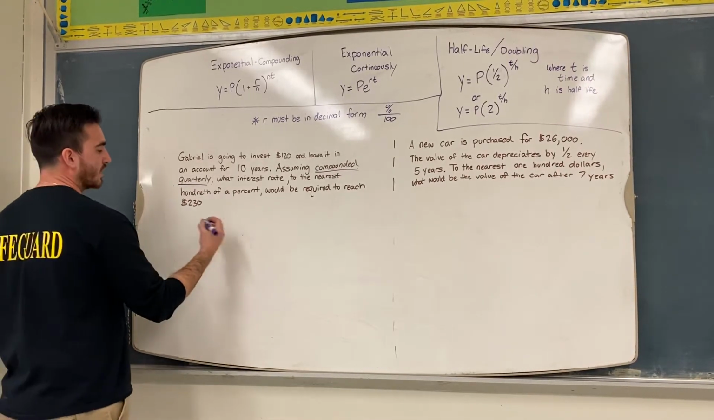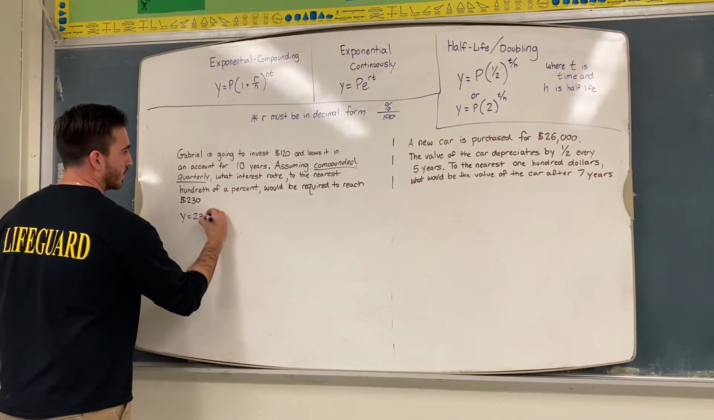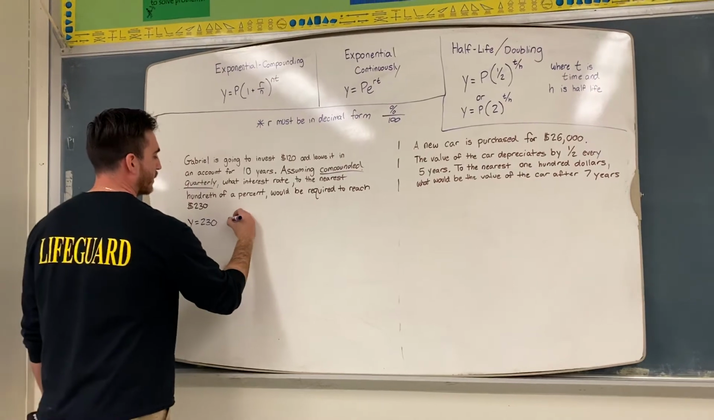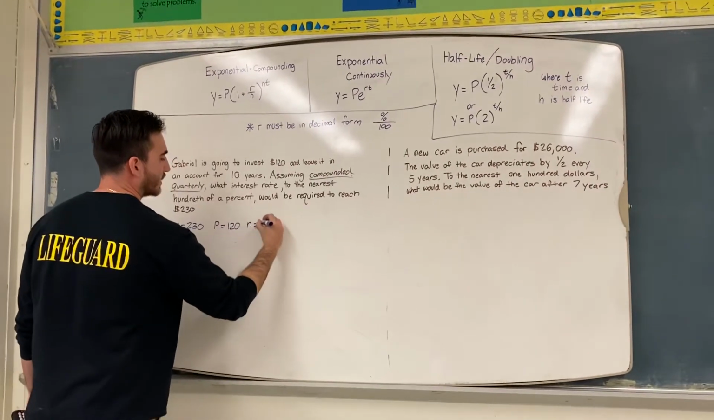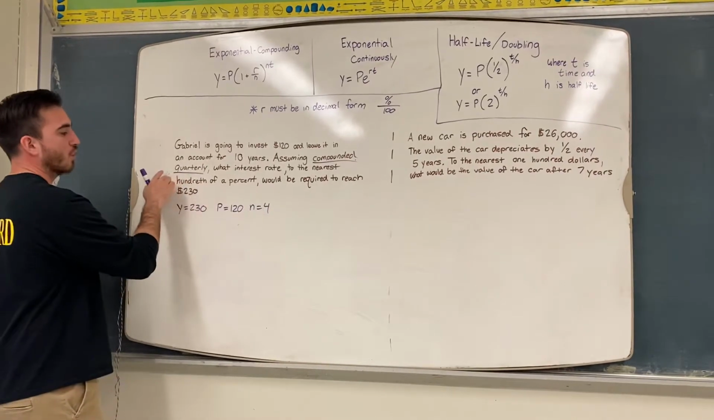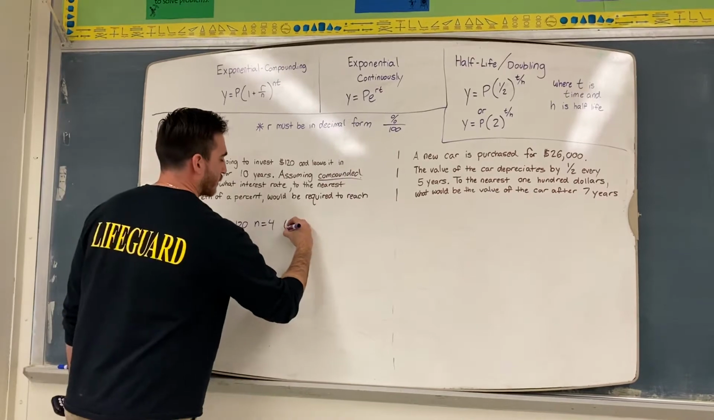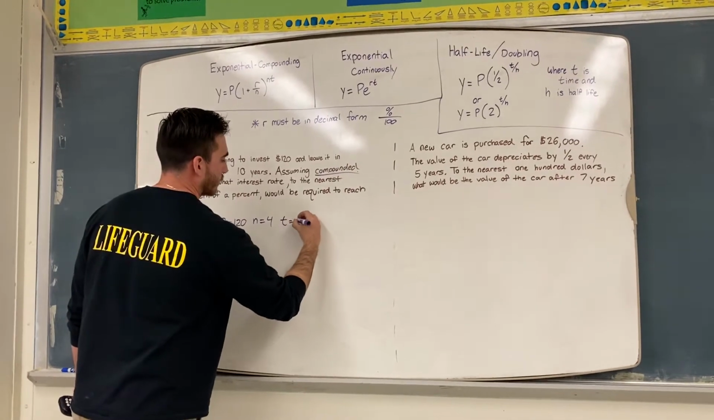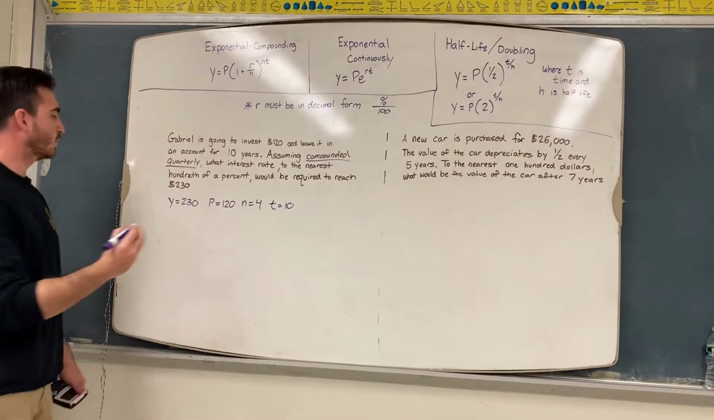So let's write down the information they give us. They give us Y is equal to 230. They give us that P is equal to 120. They tell us that N is equal to 4 because it says the word quarterly. There are 4 quarters in a year. And lastly, T is equal to 10 because it says 10 years. So now we're just going to plug into the formula.